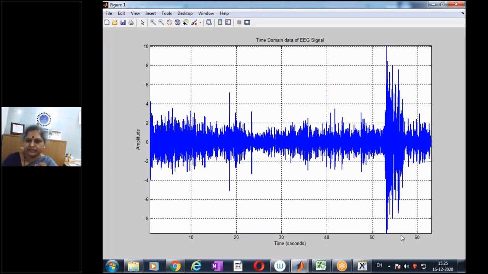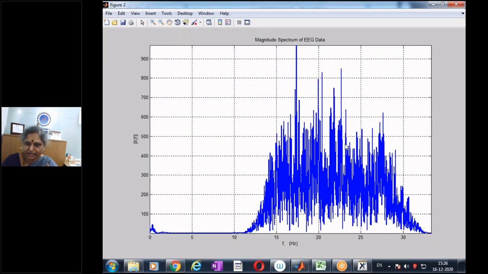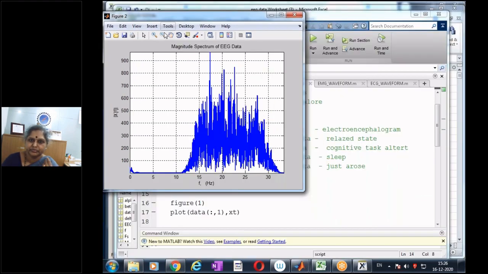Once again, this is a time domain signal, and let us now look at the spectrum. Now these beta waves have gone to a little higher frequency, and this is after doing some physical activity, and hence the frequency is a little higher. They are going from around 15 to 30 hertz.